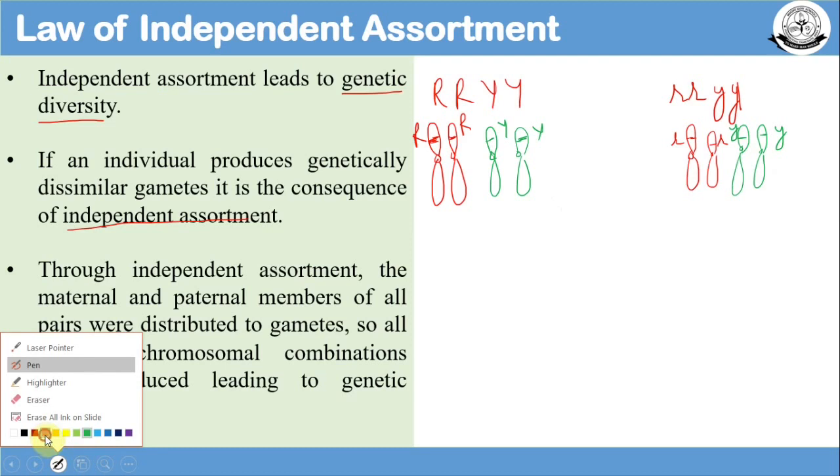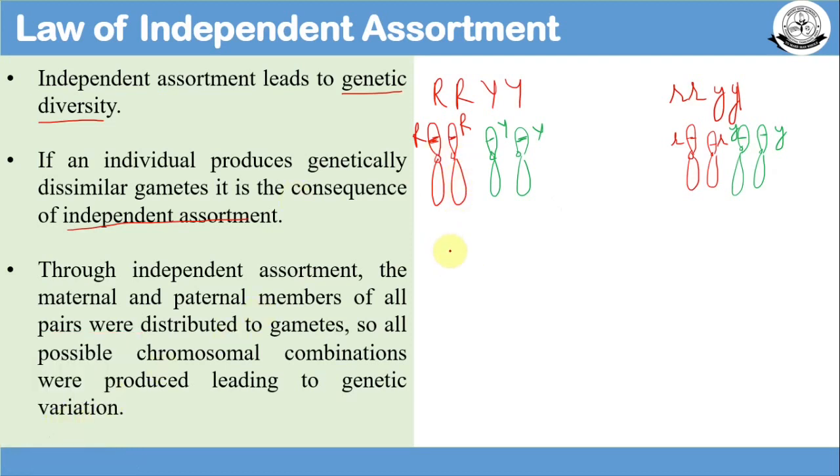So during independent assortment, we have meiosis 1 and meiosis 2. From interphase, when they enter the cell cycle, they enter meiosis. When they enter meiosis, you see the chromosomes will be like this. Here also it will be like this, and then what happens?